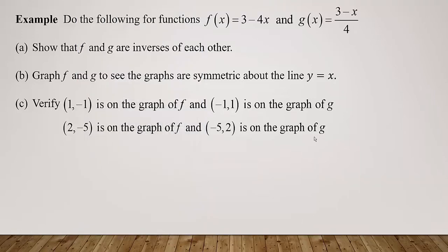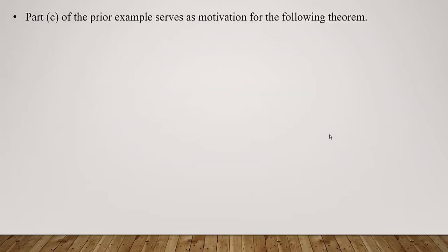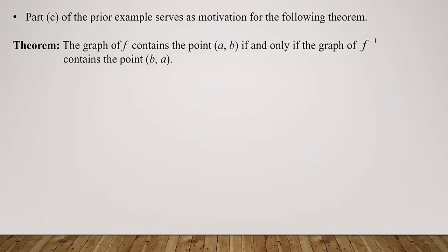Now I said part C was setting something up. So we verified that part C was true. And part C serves as motivation for the following theorem. If the graph of f contains the point AB, that's true if and only if the graph of f inverse contains the point BA.